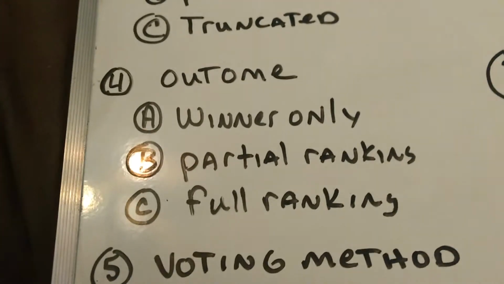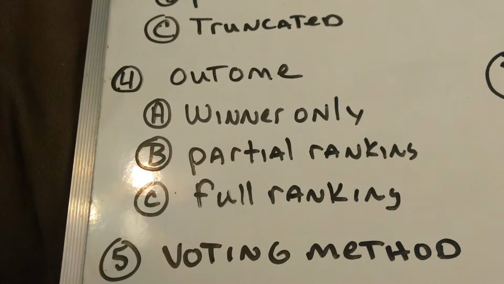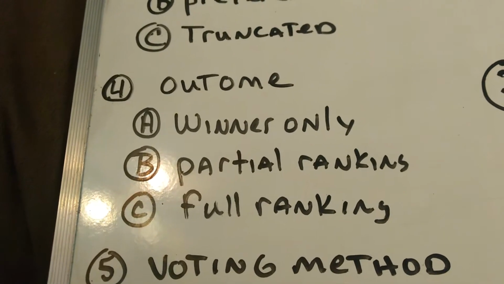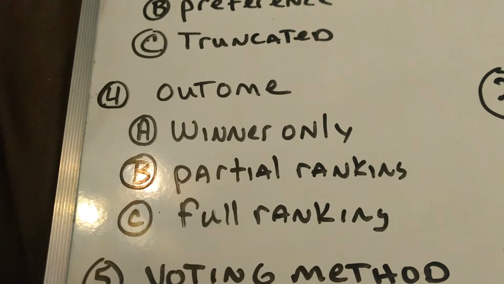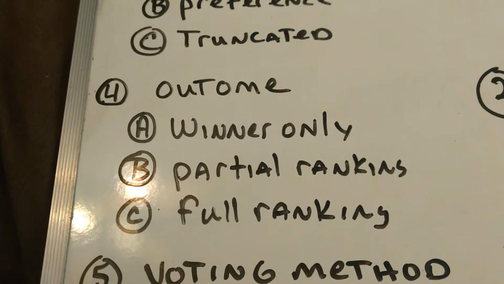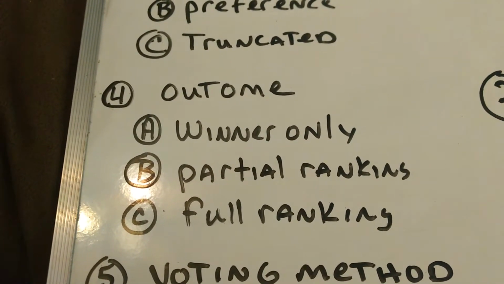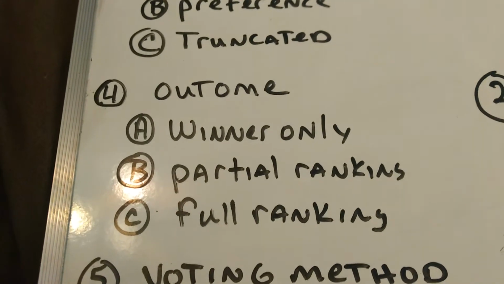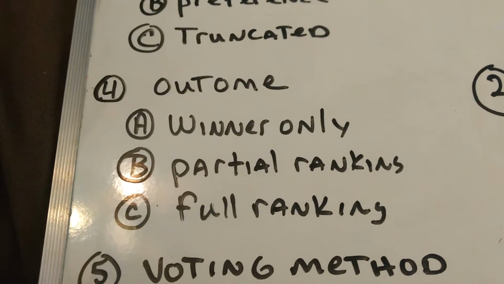Outcome is the 4th part to an election. In terms of this, when we start looking at outcomes, we can have where the one with the most votes wins only. We can have partial rankings, and then we can have full rankings.